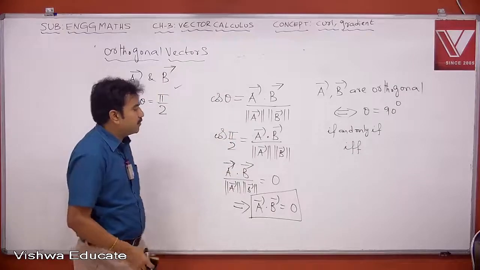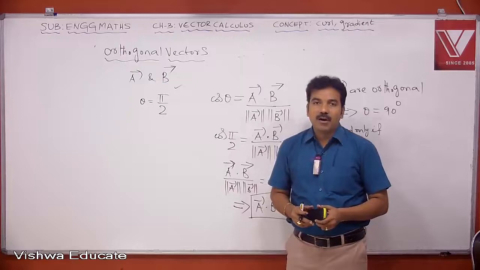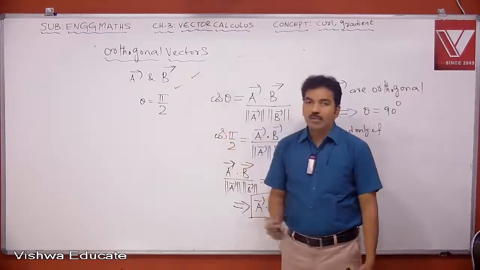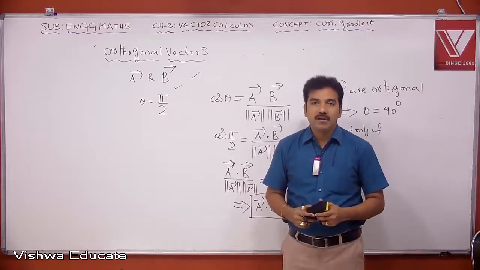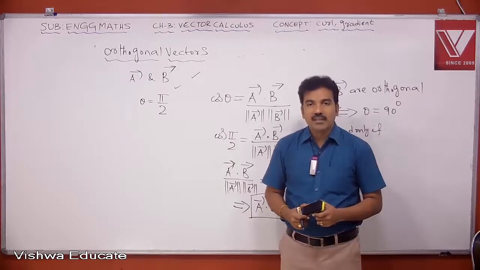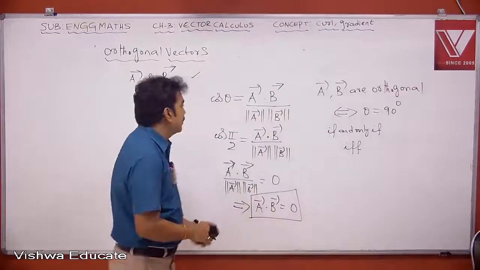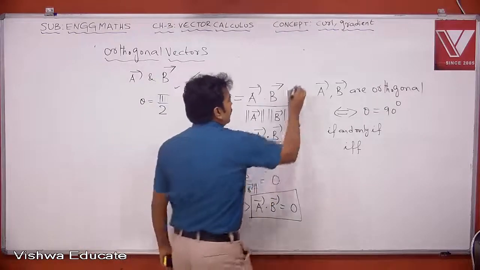So write the definition first. Two vectors A bar and B bar are said to be orthogonal if the angle between them is 90 degrees. So work out this. After this, write this note.